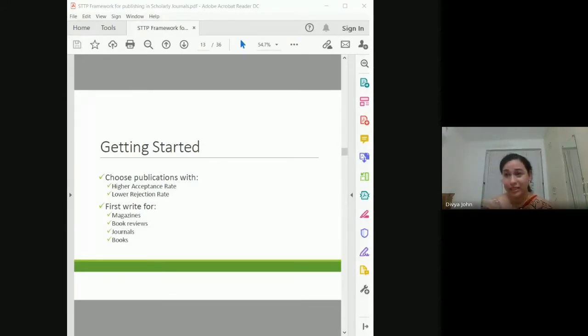I started by writing for magazines, and then I moved on to journals. You can also think about writing for ELT Professional or Modern English Teacher magazines. There are a lot of magazines available in ELT. Start writing for magazines, and then you can move on to journals, later writing a book, and so on. Can we move on to the next slide?